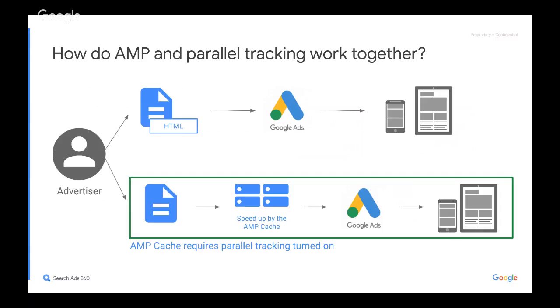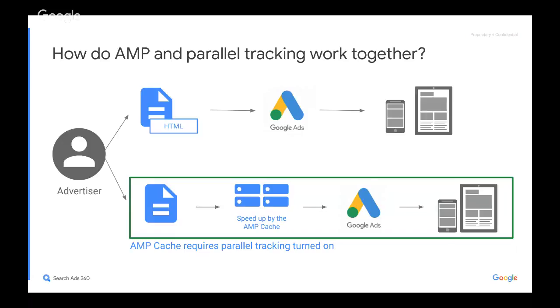So I've already mentioned page load time and the benefit of parallel tracking for page load time. There's another benefit that comes with parallel tracking. And that benefit has to do with accelerated mobile pages. Accelerated Mobile Pages, or AMP, is basically a project that aims to make the mobile web much faster, so increasing user experience.